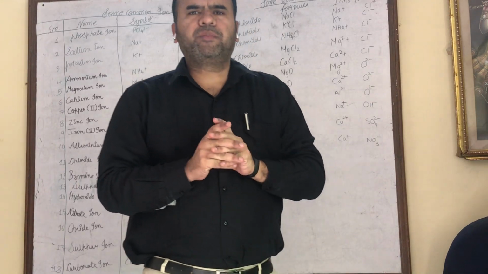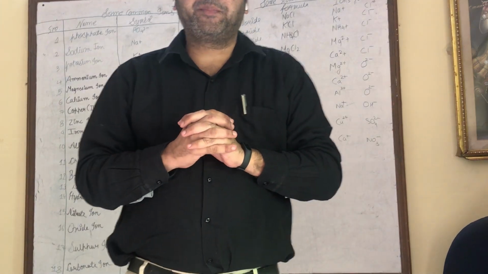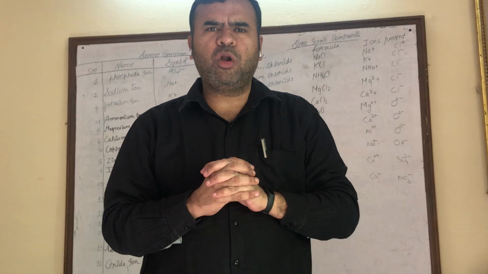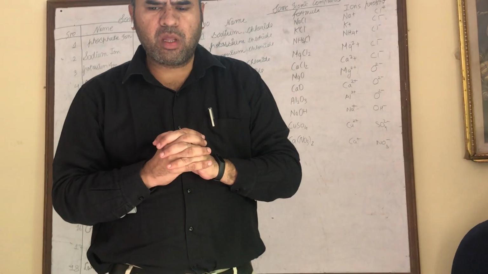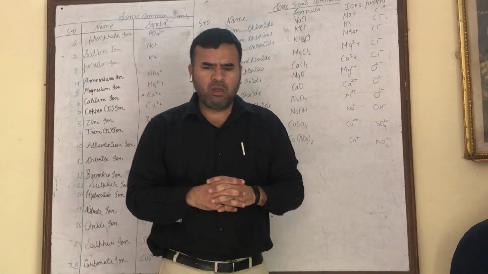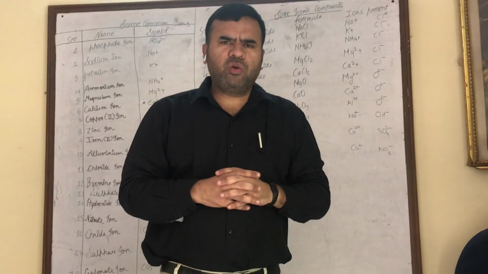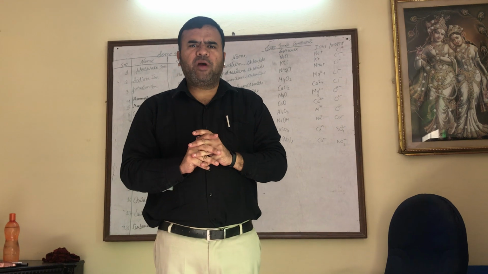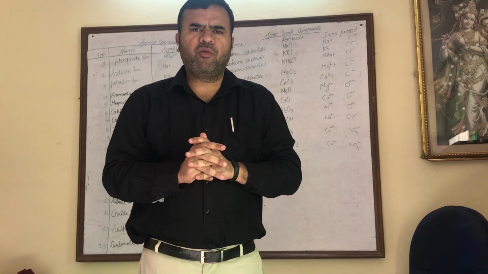Good afternoon everyone. Today we will talk about how to find out the chemical formula of a particular element if valency is known to you and the symbol of the element is known to you. In my previous videos I have already explained how to find out the valency from atomic number 1 to 21.